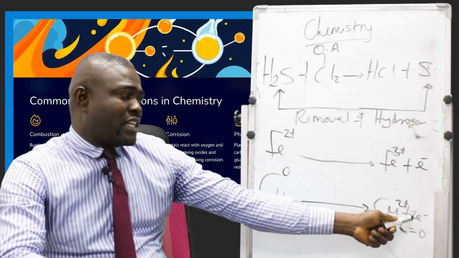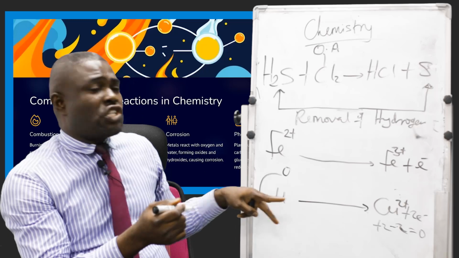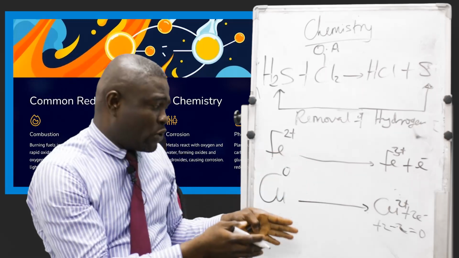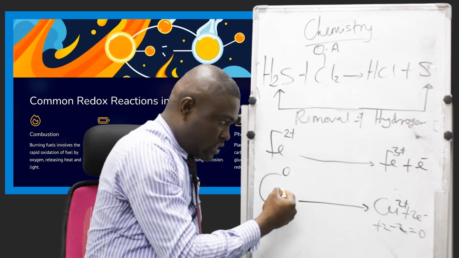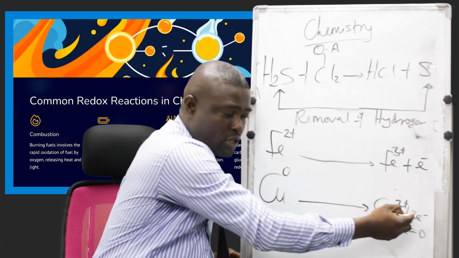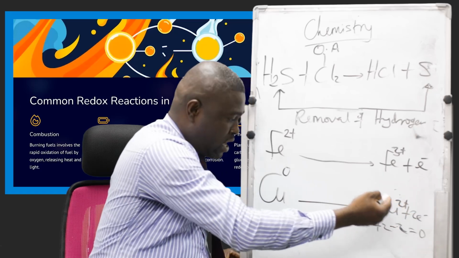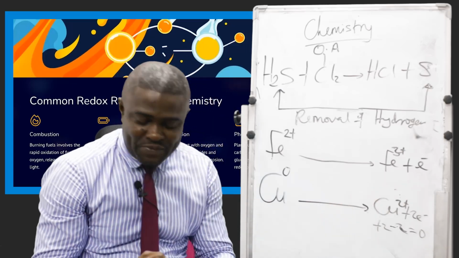Now, watch the direction of that electron. The direction of that electron shows that the species that is actually losing this electron is neutral copper. Watch the arrow. This loses the electron. So loss of electron is oxidation, as increase in oxidation number is also what? Oxidation reaction.